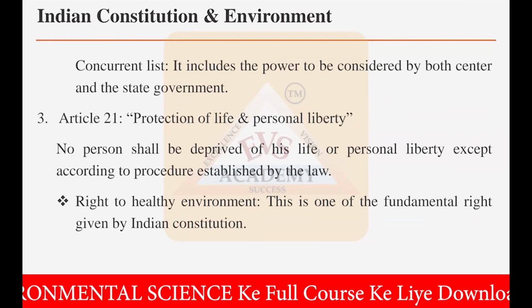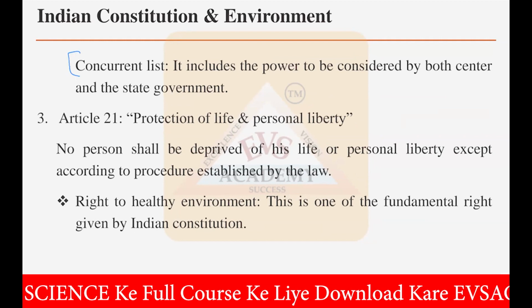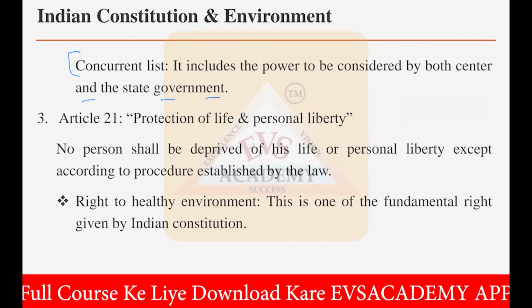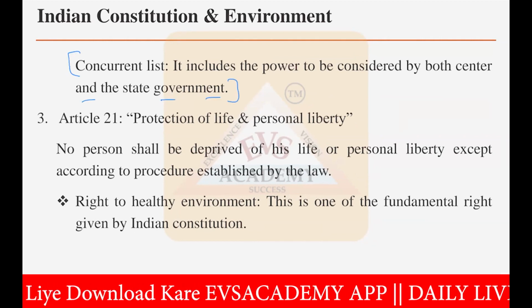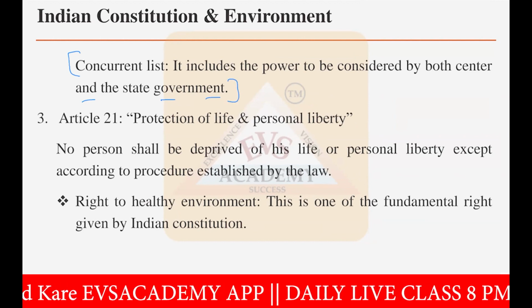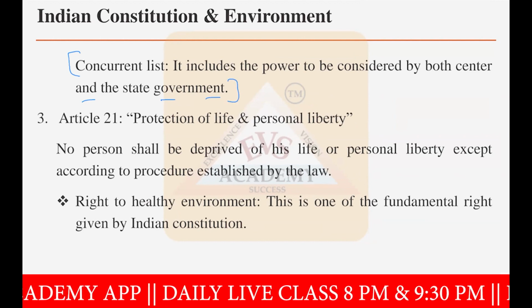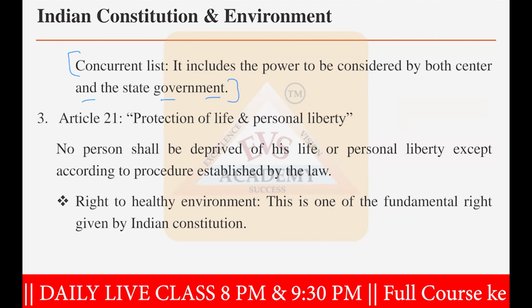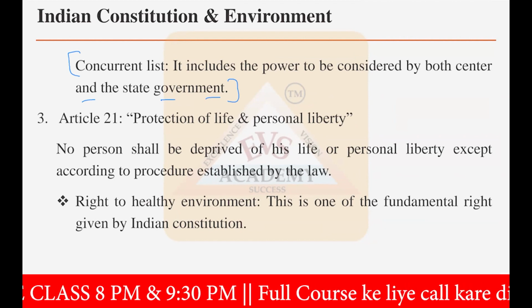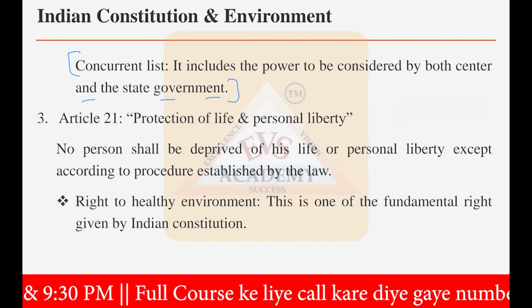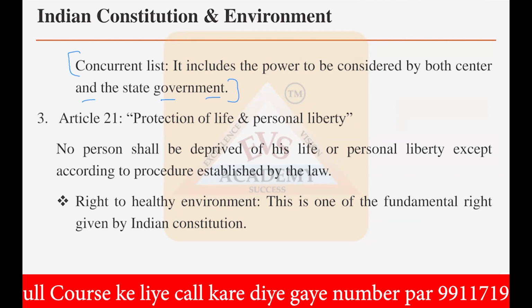The concurrent list meaning here is that it includes powers to be considered by both the center and the state government. It means the power is not only with the central government, that power is also transferred to the state government. The state will also be responsible for the safeguard of forest and wildlife. So that is the meaning of the concurrent list.